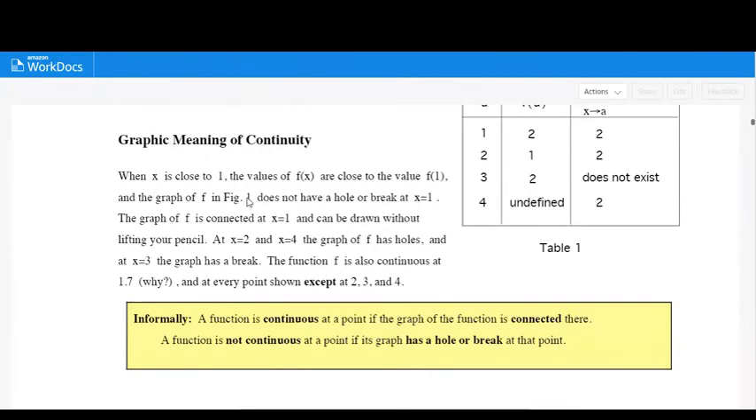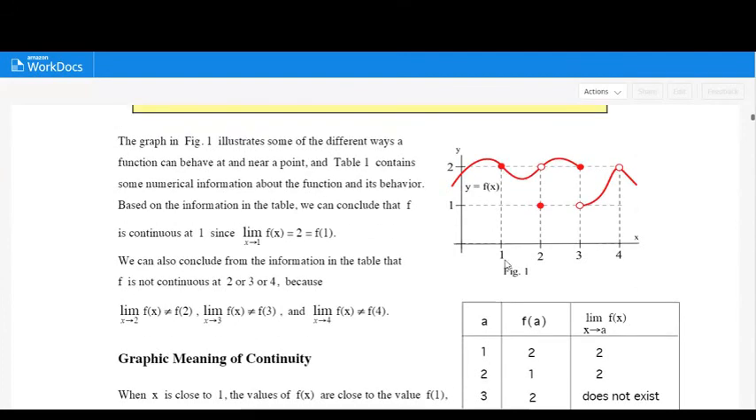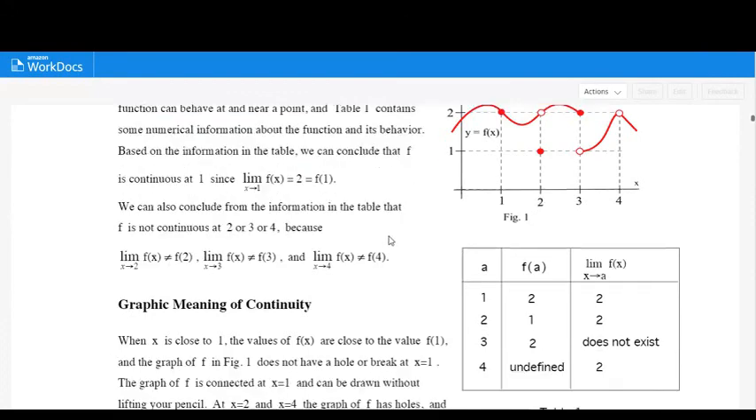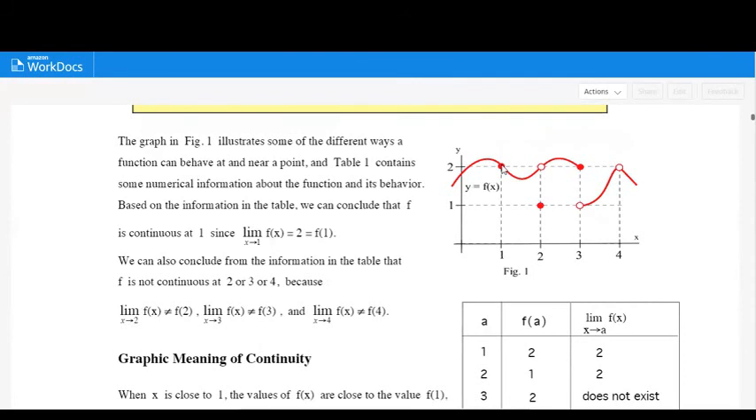Here, we can also see that walang holes at x equals 1. Walang holes, so solid yan and then connected. So the graph of f is connected at x equals 1 and can be drawn without lifting your pencil. Okay, so that is one way of knowing that a function is continuous, if you can trace the graph or the curve without lifting your pen or pencil. Kumbaga, continuous siya. Okay, yan. No breaks, no holes.